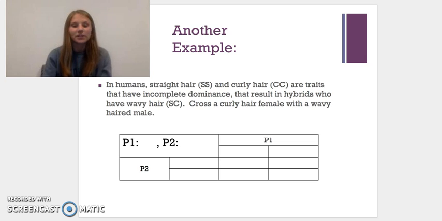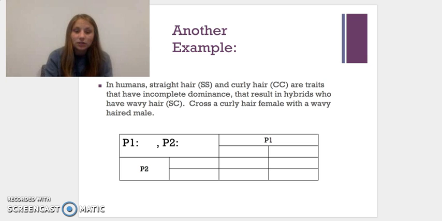So now we're going to move on to another example. We're going to be talking about how in humans you can have straight hair, which would be capital S, and curly hair, capital C. These are going to show incomplete dominance, and so then the result would be a person with wavy hair. The Punnett square is going to ask you to cross a curly-haired female with a wavy-haired male. In this example, it doesn't say anything about how a person's sex would affect their phenotype, and so you can just go ahead and create this cross.